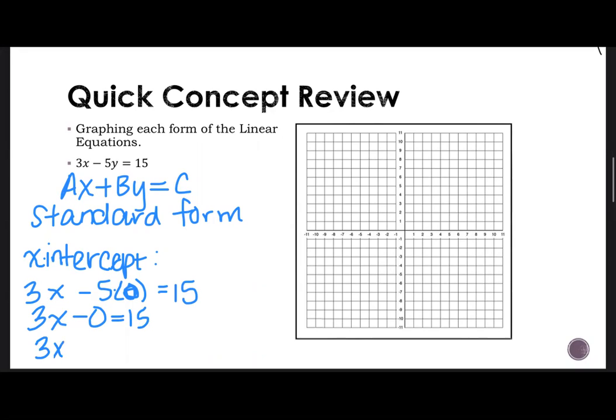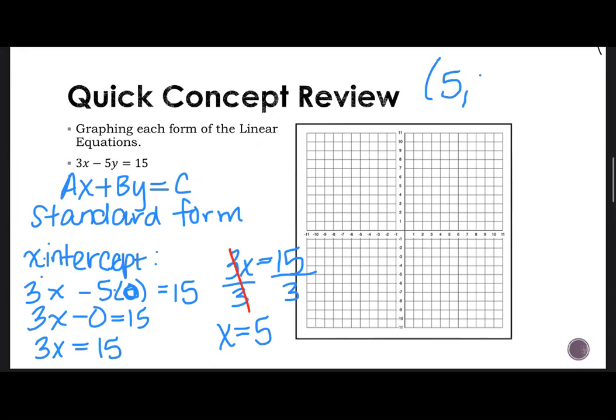That gives us 3x is equal to 15. If we take 3x equal to 15, to get x by itself, we can divide both sides by 3. Dividing both sides by 3 cancels out these 3's, and we get x is equal to 5. So that is a point. We now have the point (5, 0). So we're going to graph (5, 0). We're going to go to the right 5 and plot that point.